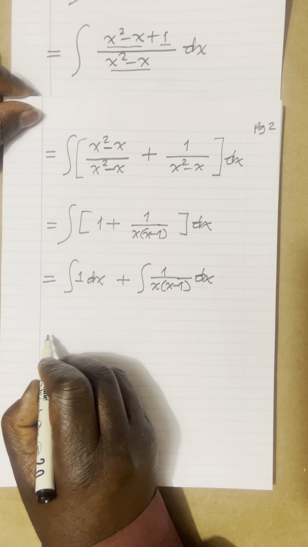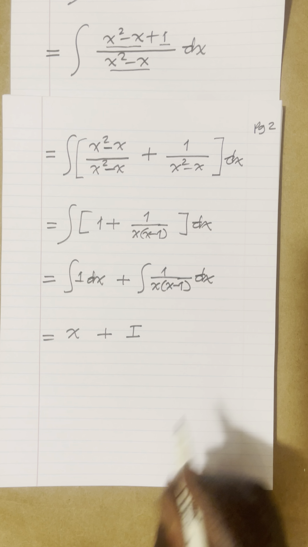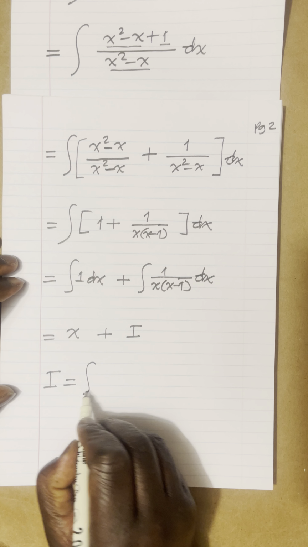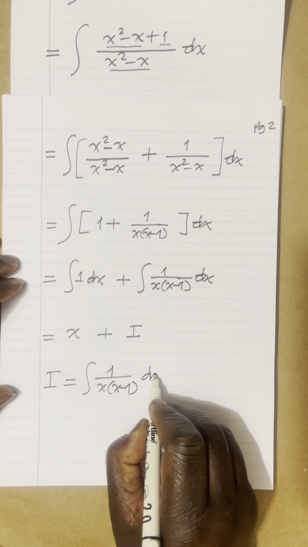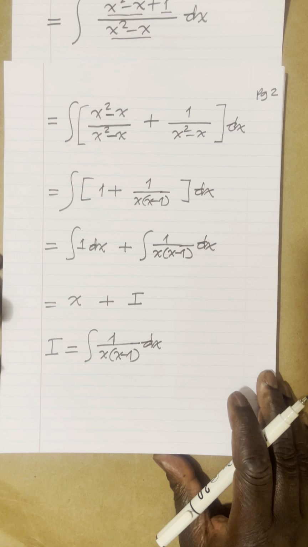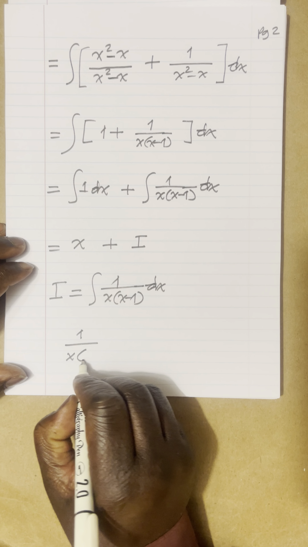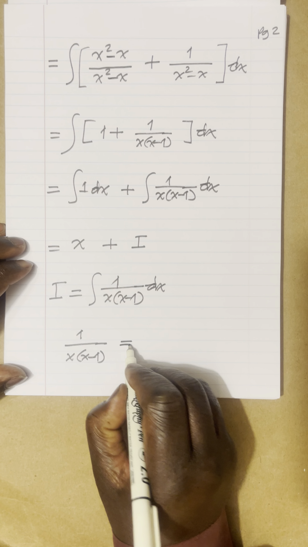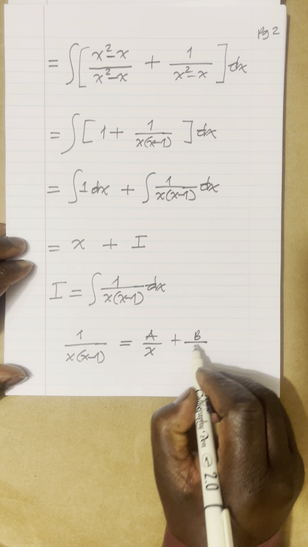Integrating 1 with respect to x, the answer is x plus, let me say I here because I want to evaluate that separately. Now, what is our I? Well, our I is the integral of 1 all over x times x minus 1 dx. Now I have to evaluate this by using partial fractions. So what I'm saying now is the following, basically 1 all over x times x minus 1. We have two linear terms in the denominator multiplying, so we can rewrite this as A over x, and then plus B all over x minus 1.